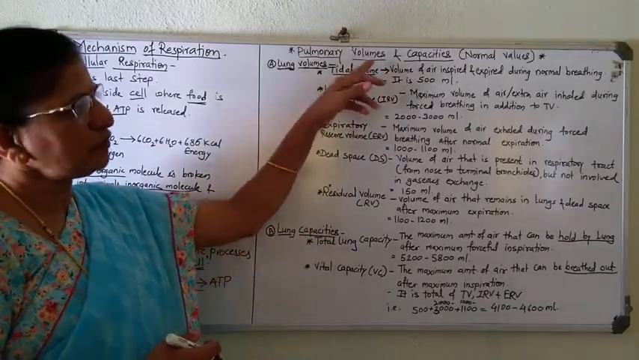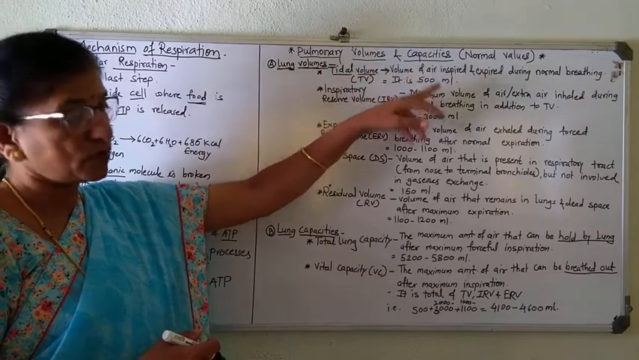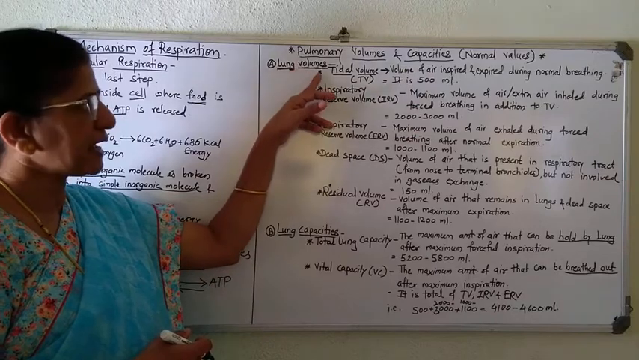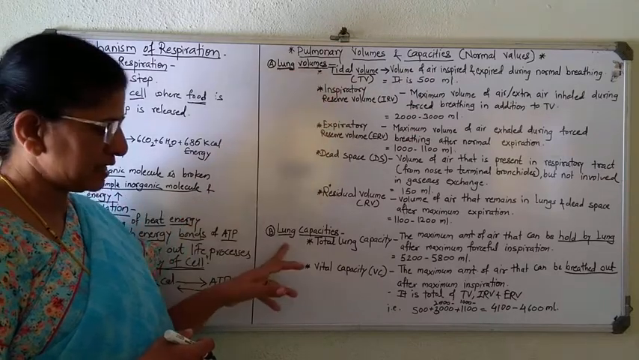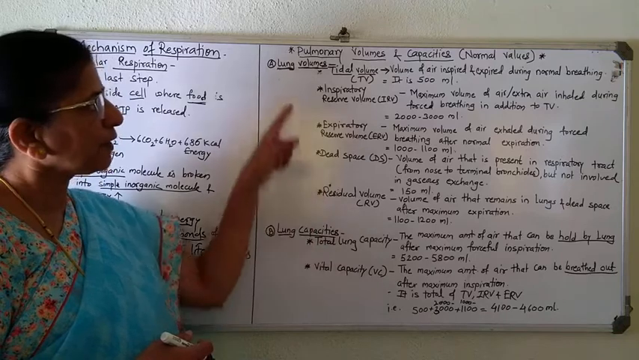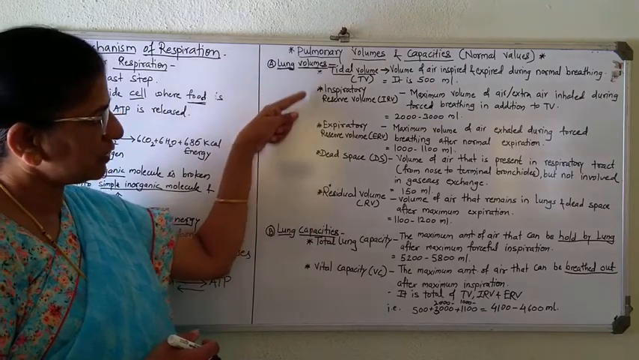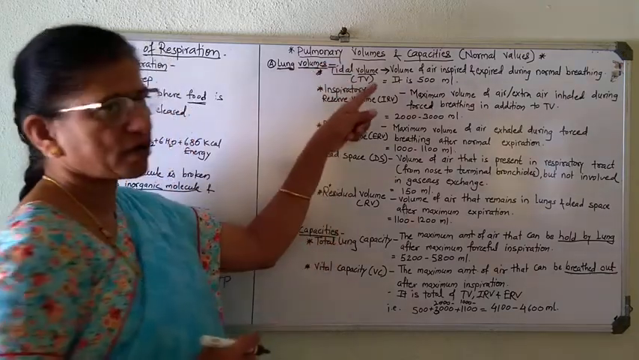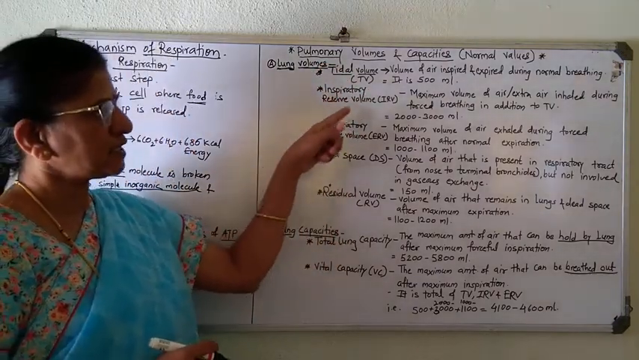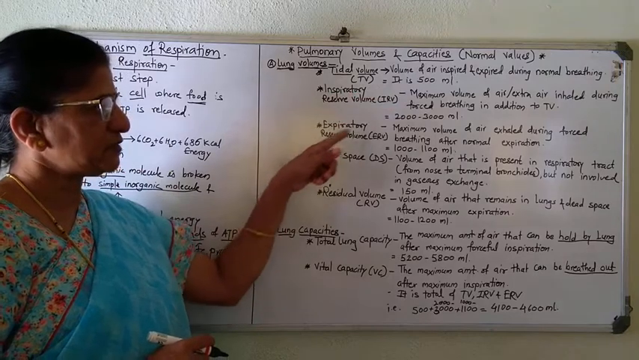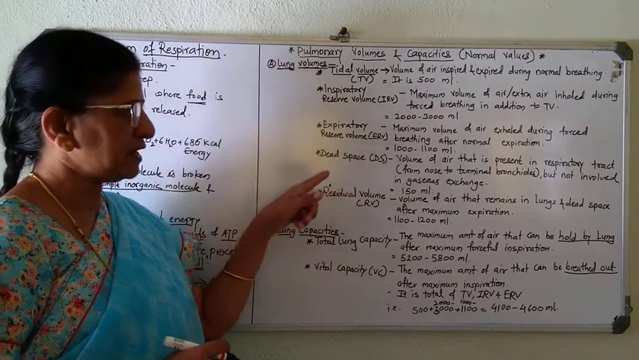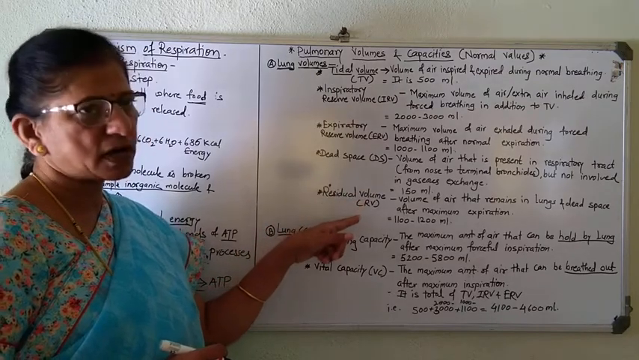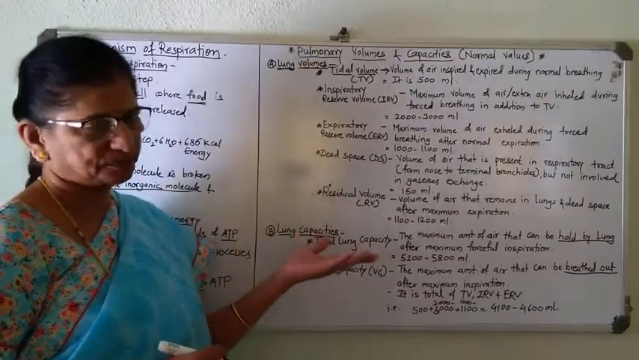So these pulmonary volumes or capacities are normally studied under 2 headings: A, lung volumes, and B, lung capacities. The lung volumes are of different kinds. For example, tidal volume or TV, inspiratory reserve volume or IRV, expiratory reserve volume or ERV, dead space or DS, residual volume or RV. Now we'll study 1 by 1.